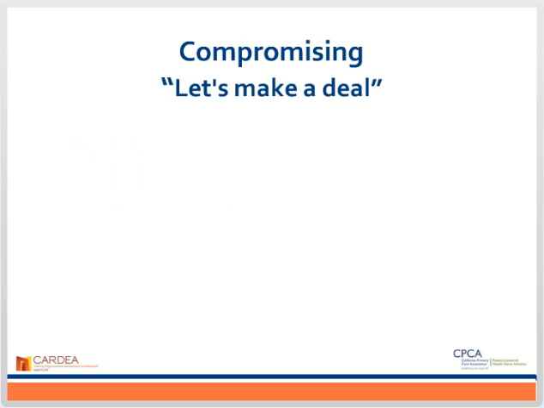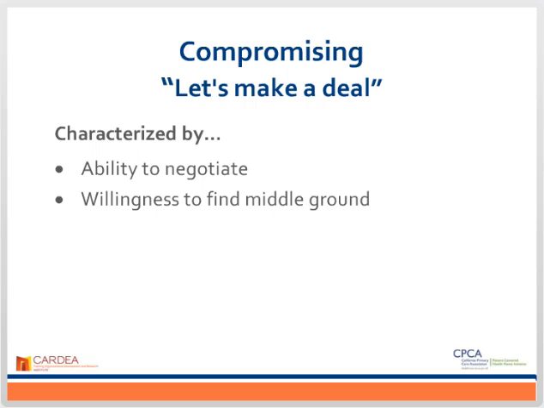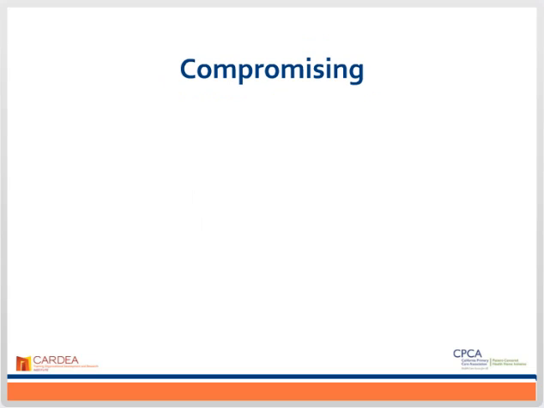One way to think about compromising is, let's make a deal. Compromising is characterized by the ability to negotiate and willingness to make concessions and find middle ground. It is also characterized by respect for others.